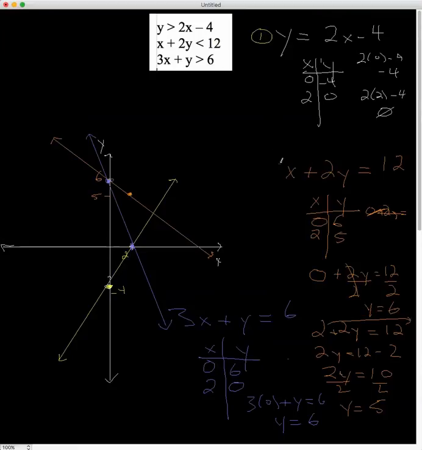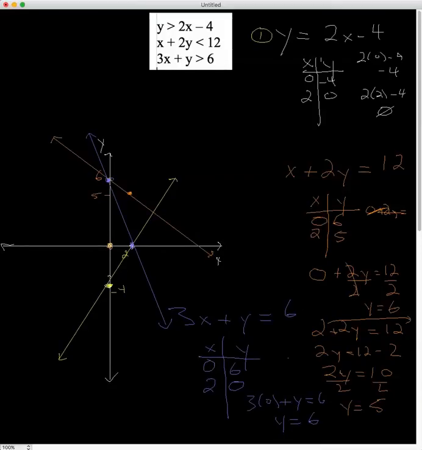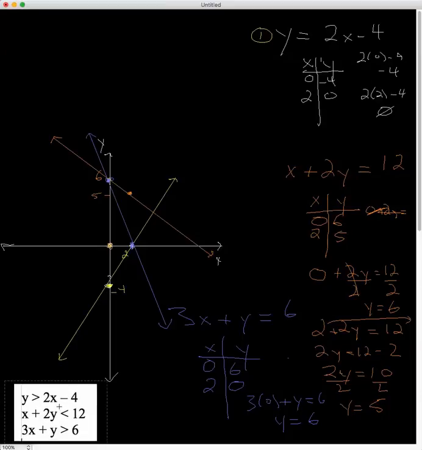Next, we need to shade. So we have to test a point for each one of these. Okay, I'm going to test 0, 0 for every single one of them. So 0, 0 is the easiest point to test. So remember, if I pick 0, 0 and I'm right, then we shade towards that point. If I'm wrong, we should shade away from that point. Okay, so let's grab our inequality here and use it down here.